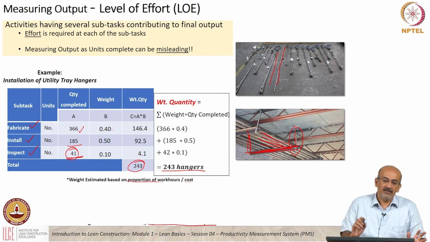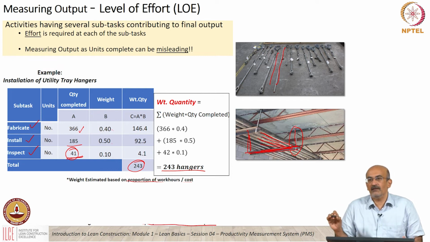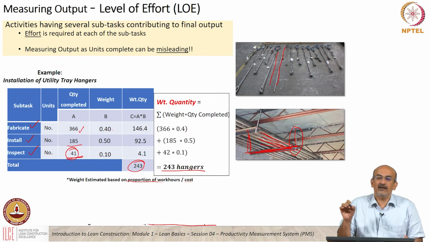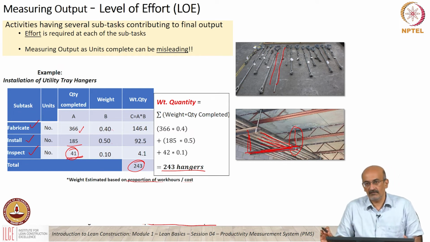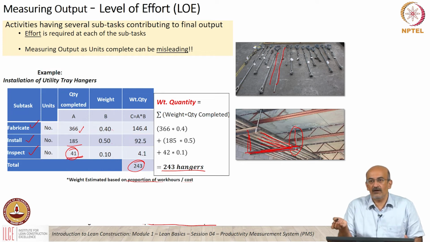So there are many nuances in measuring output, and one has to be careful to understand what you're actually measuring. Otherwise, your productivity measurement system can yield incorrect results for monitoring purposes. Because if your output is not measured correctly, definitely your productivity numbers will be incorrect. Is there a question on this?